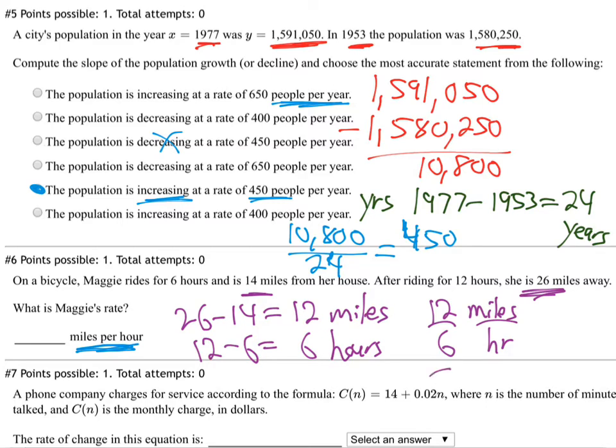So that comes out 2, doesn't it? 2 miles per hour. So she's riding her bike at 2 miles an hour. Is that good? Questions on that one?